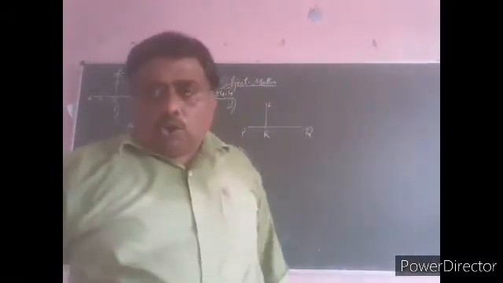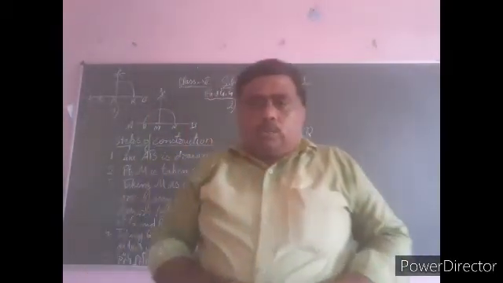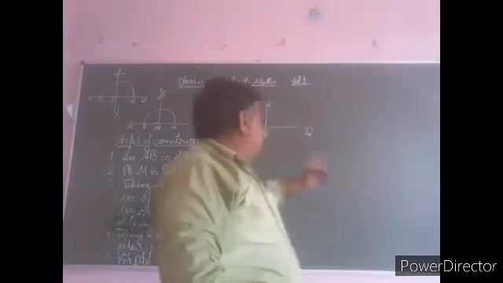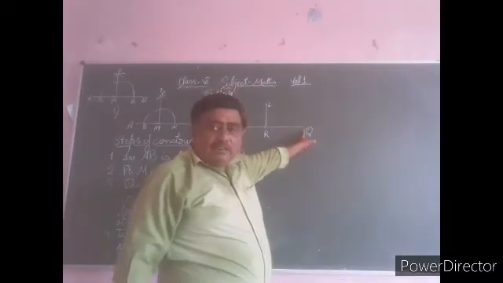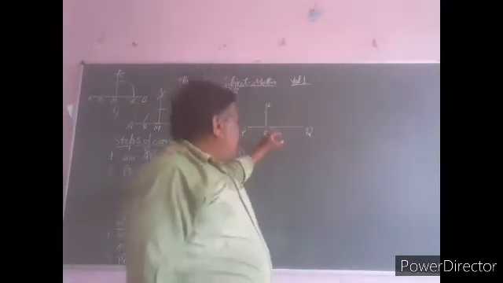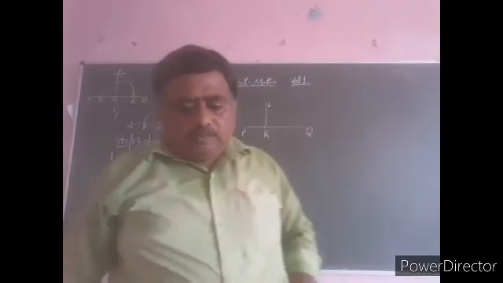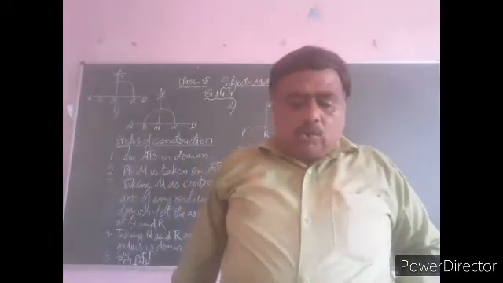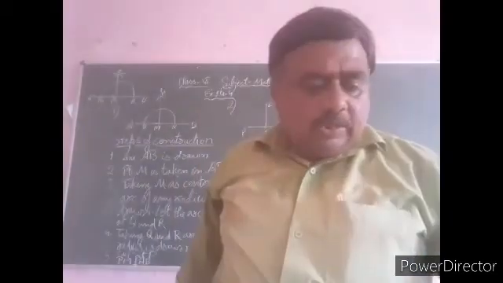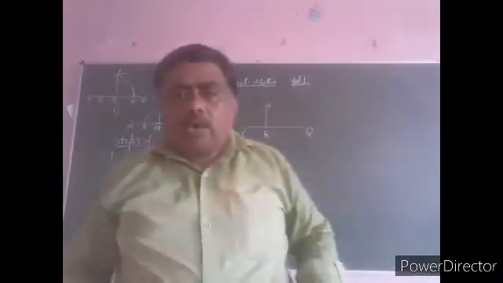Now question number 2. Draw any line segment PQ. Take any point R on it. Through R, draw a perpendicular to PQ using set square and ruler.